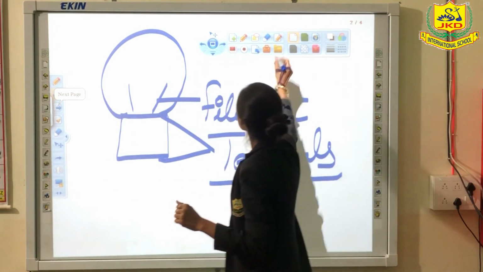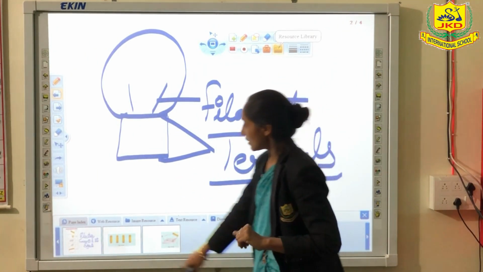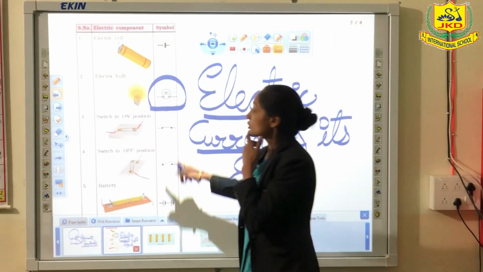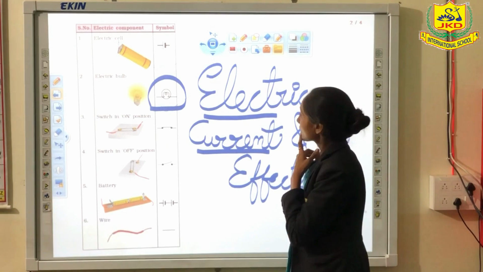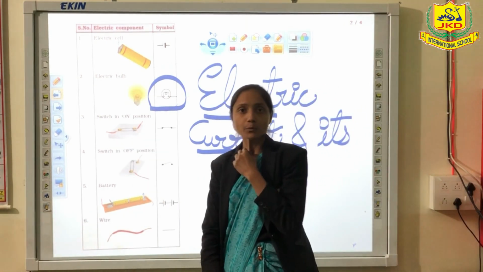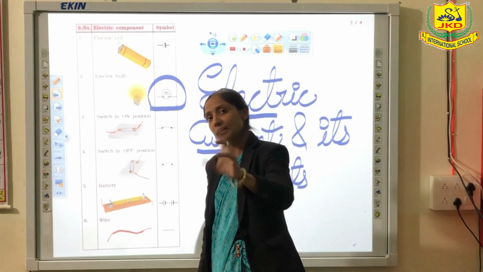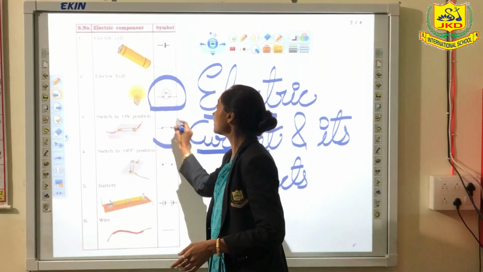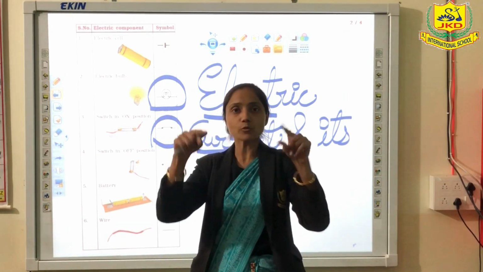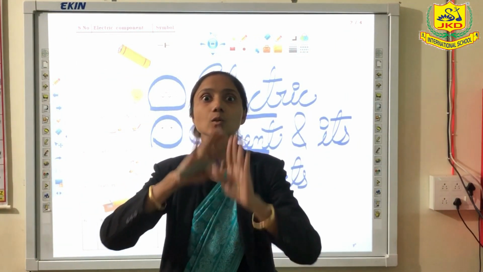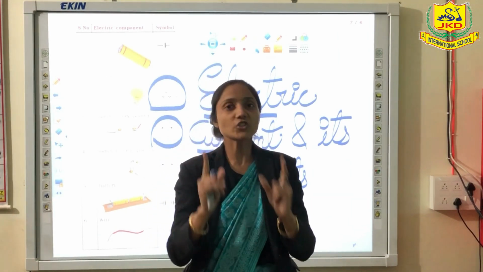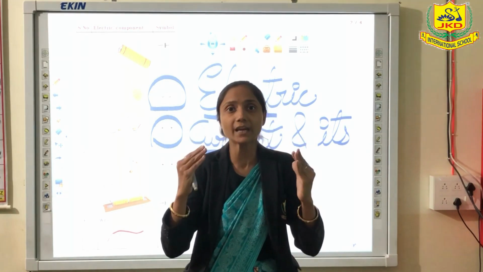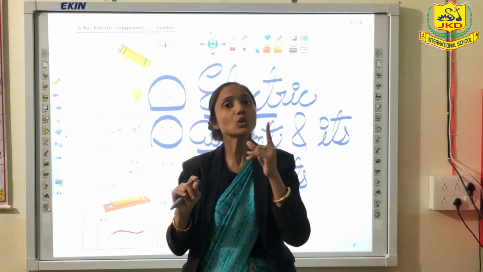Okay, so now let us take our first page itself. So here it is back. Here you can see the switch on position. We have already talked about the bulb. Now we will discuss the switch on position. You can see the diagram here. Switch on position means the circuit is closed. If the position is switched on, then the circuit you have taken will be closed.